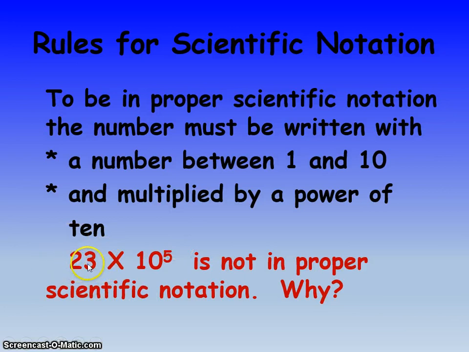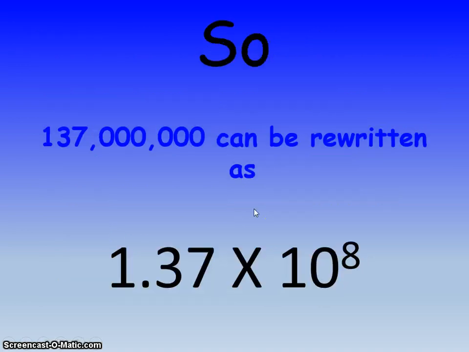This is the number 23. So why is 23 not in proper scientific notation? Because 23 should actually be 2.3. We need to move that decimal back one more place value and make this 10 to the 6th in order for this problem to be in scientific notation. Again, the leading number is not between 1 and 10.